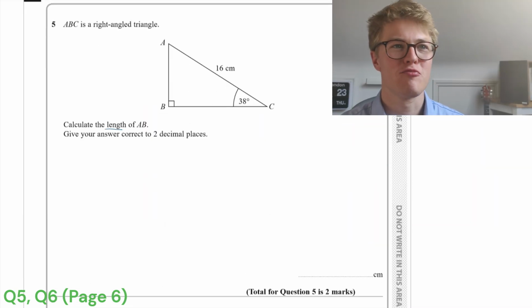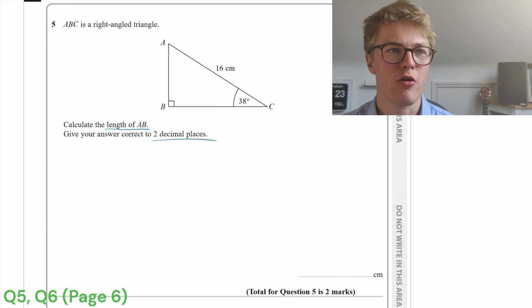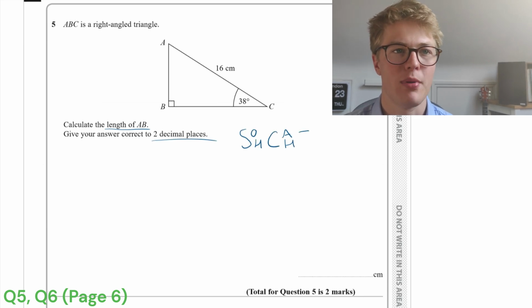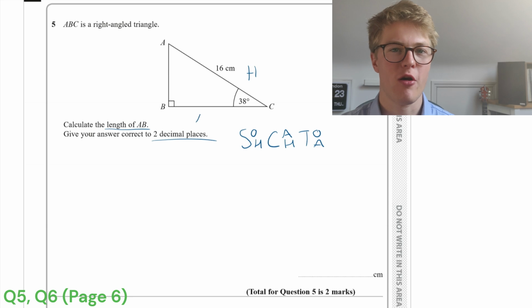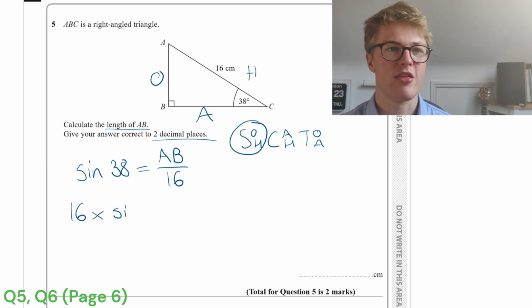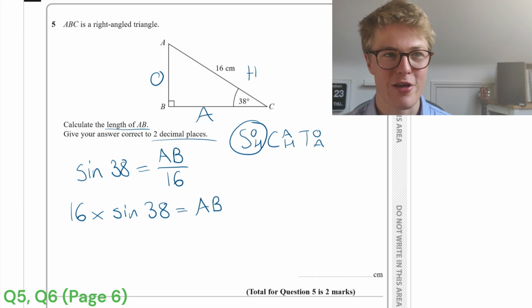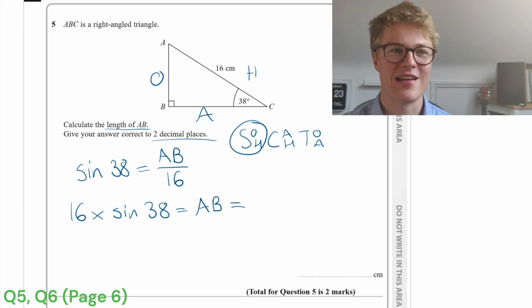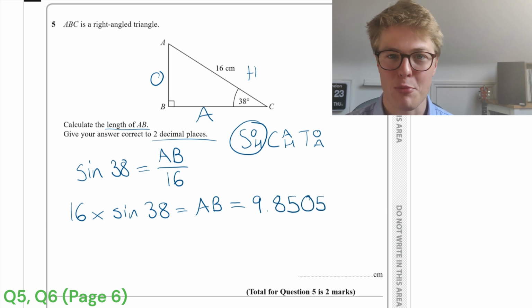So ABC is a right-angled triangle. Calculate the length of AB. Give your answer correct to 2 decimal places. So we have SOHCAHTOA, which is our way of remembering sine, cos and tan. In this case, we have the opposite that we want to find, and we're given the hypotenuse, and we have the angle 38 degrees. So we can say sine 38 equals AB over 16. We rearrange this to get 16 times sine 38 equals AB, and that rounds to 9.85 to 2 decimal places.